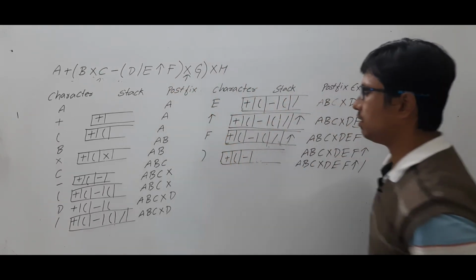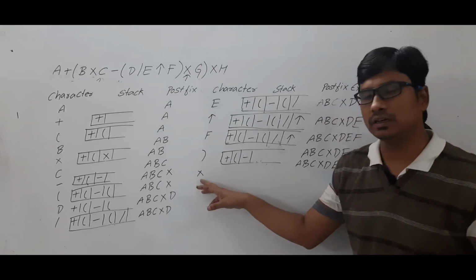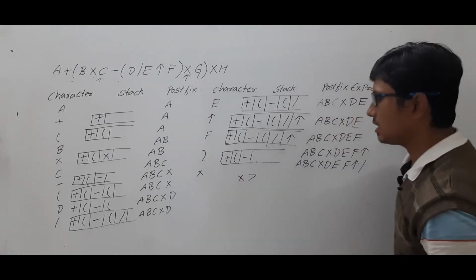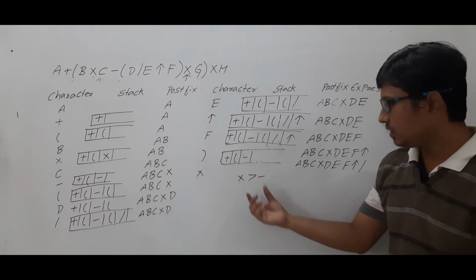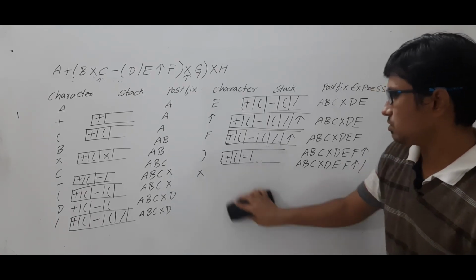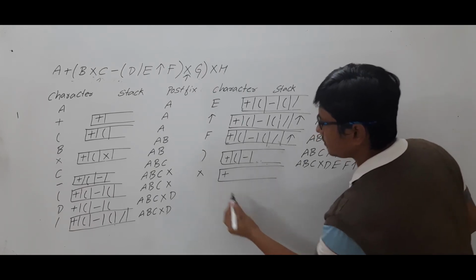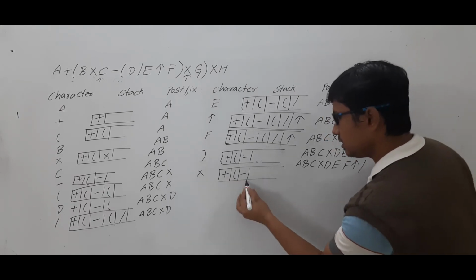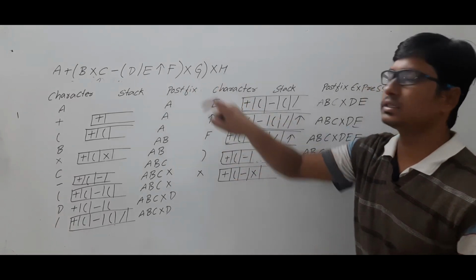Now you have scanned the multiplication. Multiplication is an operator, and it has the highest priority as compared to the top of the stack, which is subtraction. In that case, what you need to do is push this multiplication into the stack. So if you push it, you will have the plus, open parenthesis, subtraction, and then the multiplication. Is it clear? Are you able to understand it or not?